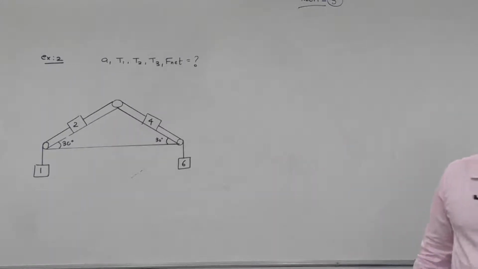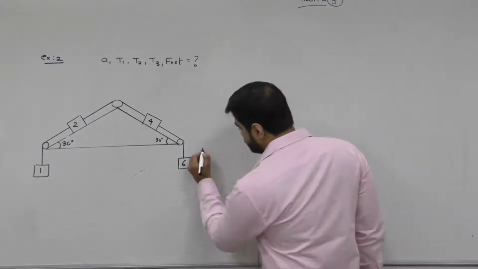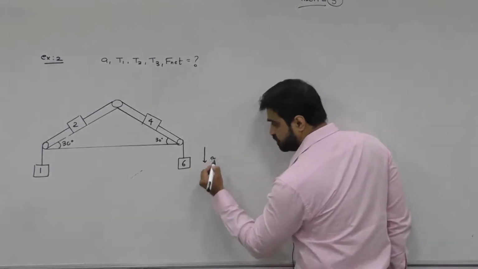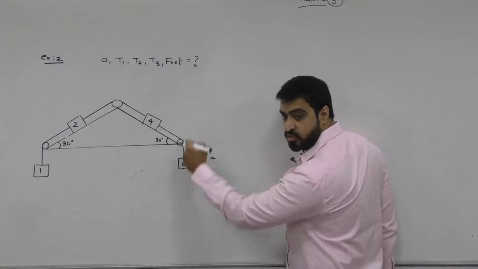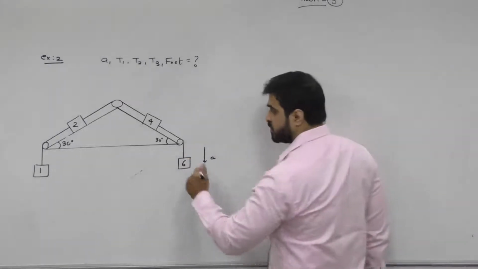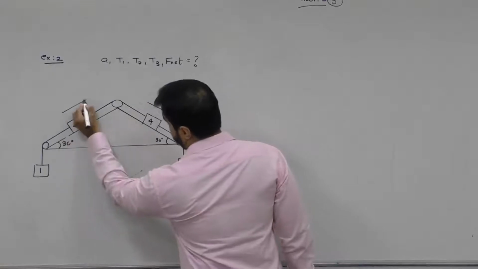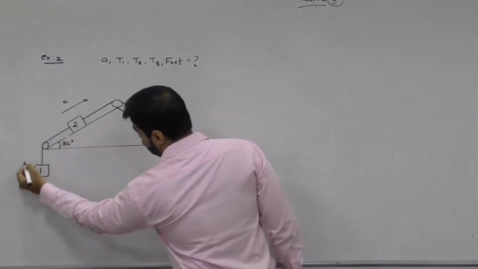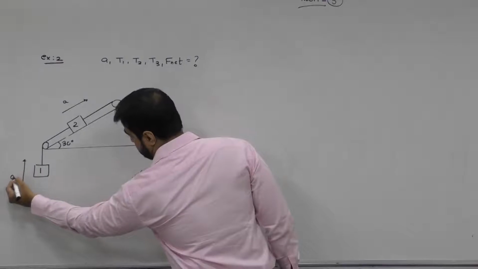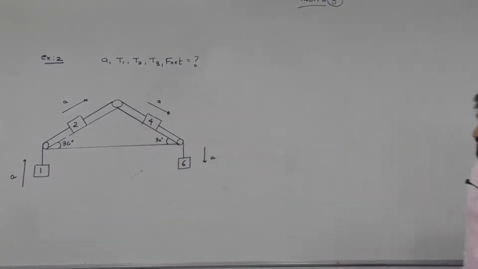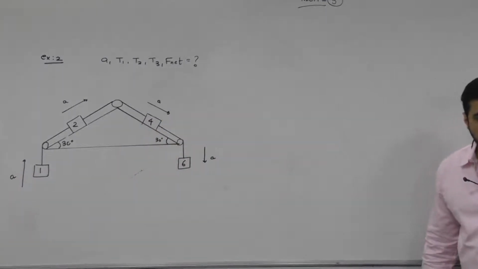Okay? I'll assume the system goes this way. The 6 kg is going down, I'm assuming. This one is going up. This is also going up. Right? If your assumption is wrong, you will get a negative answer.